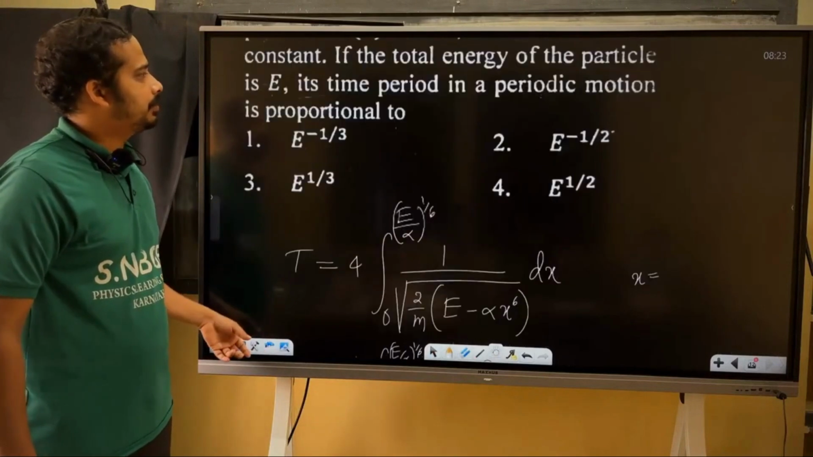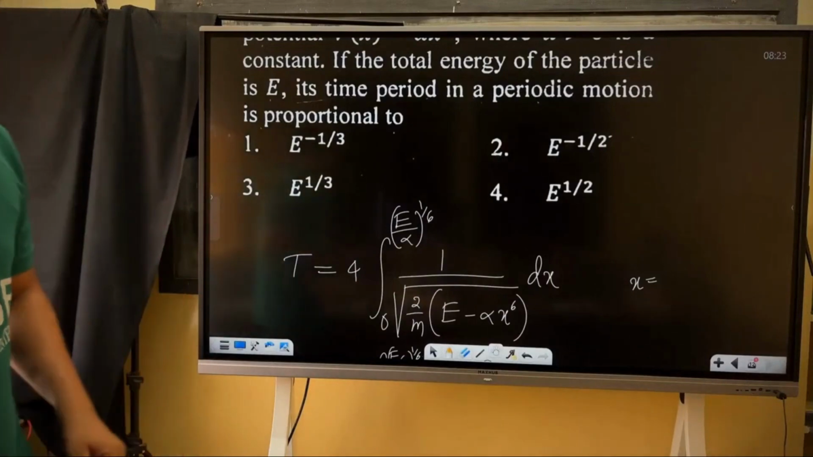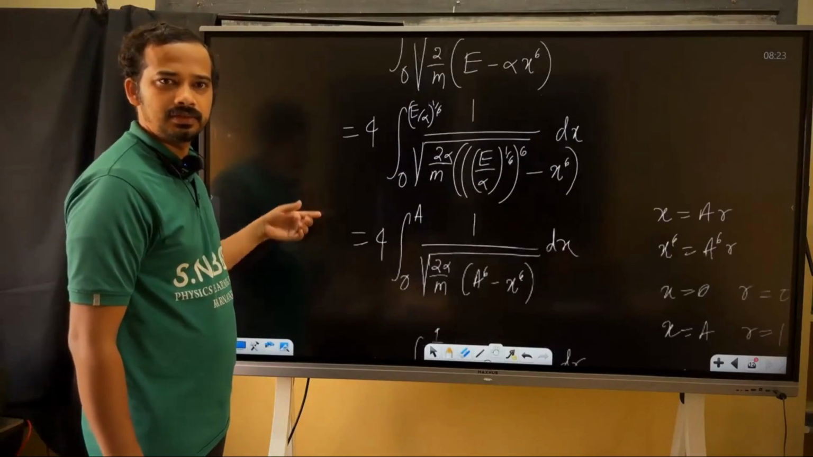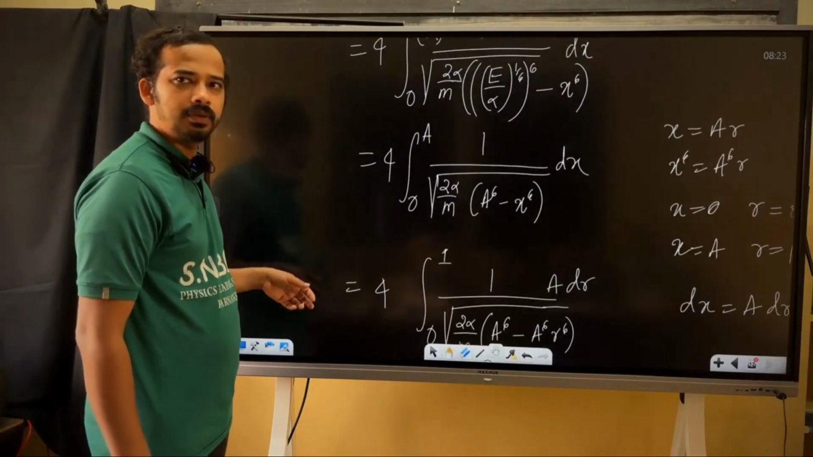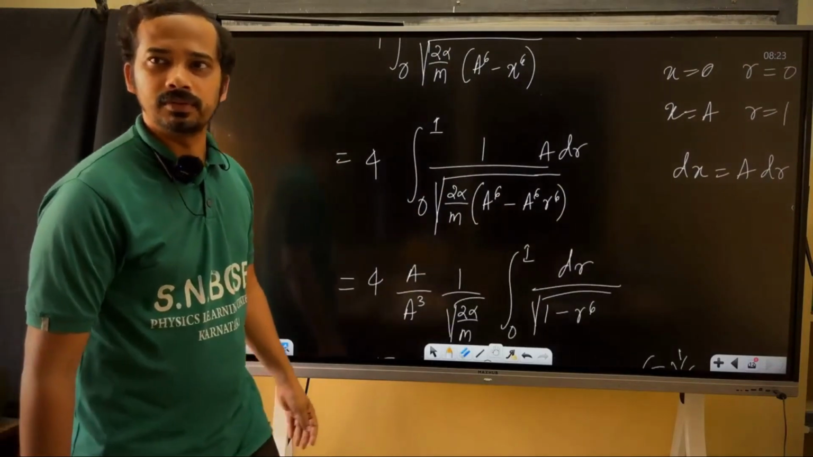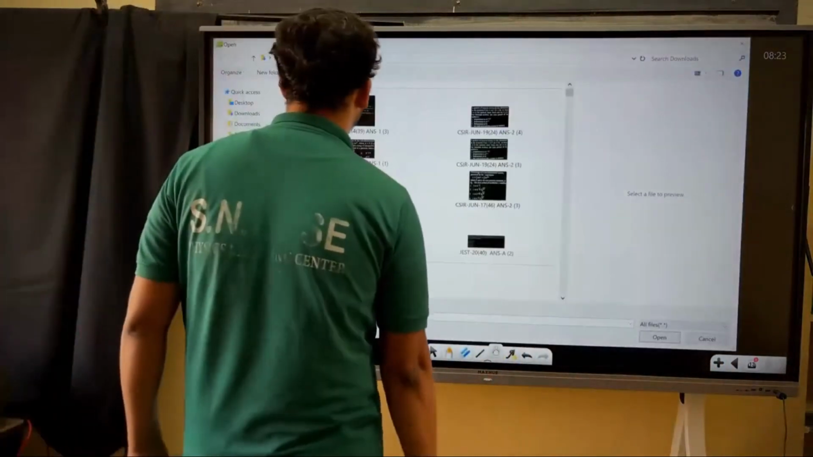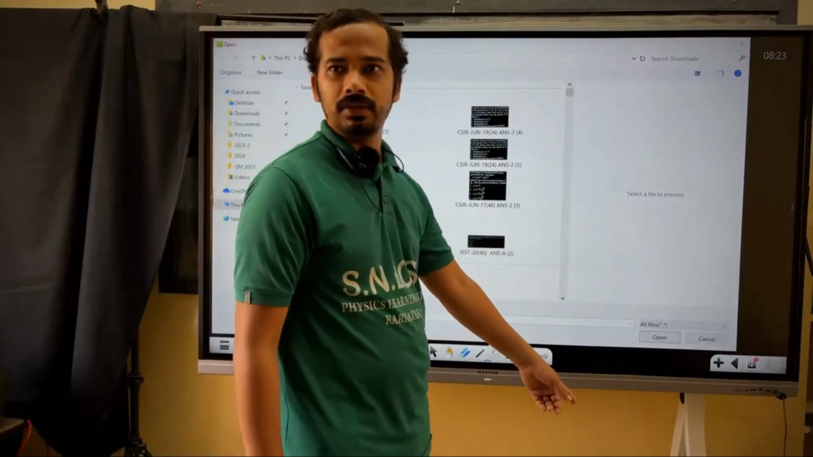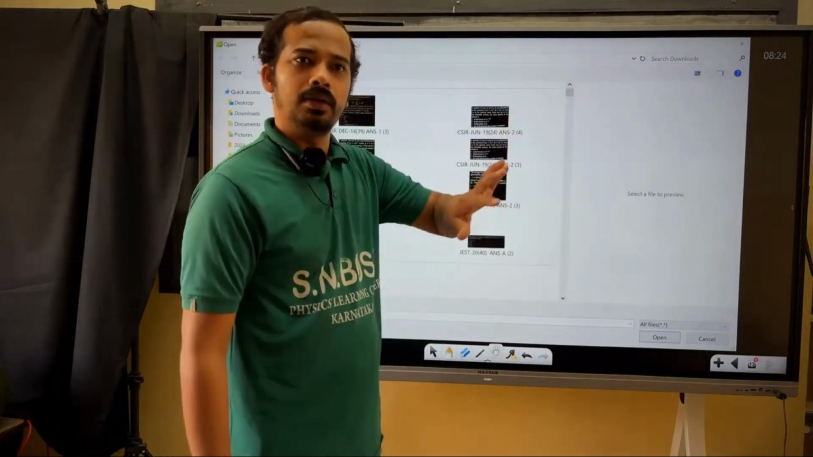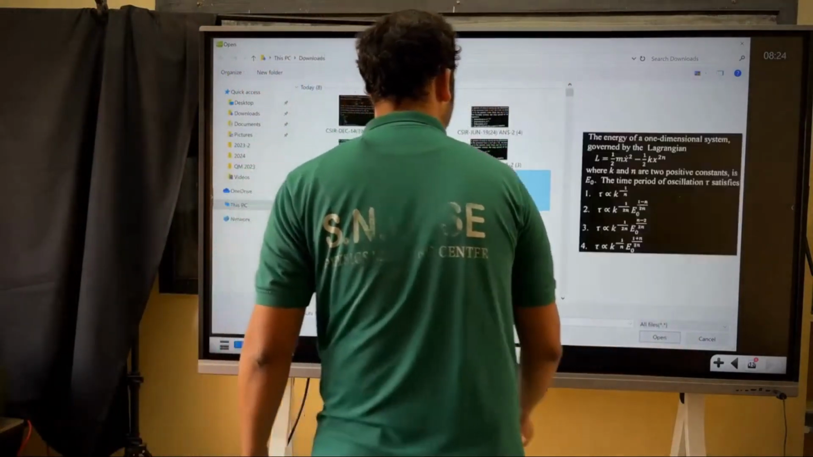This is our time period. Sometimes they may ask frequency, but he's asking period only: e power minus 1 by 3. Now, what I am saying here is, it can be done in the exam hall also. Not a big deal. If I think of the ideal method, you do the general problem on this one. Look into this problem. Are you getting my point? That integral was not quickly solvable, but they are asking a proportionality question. I took all the required terms outside the integral and made the integral independent of those physical quantities.